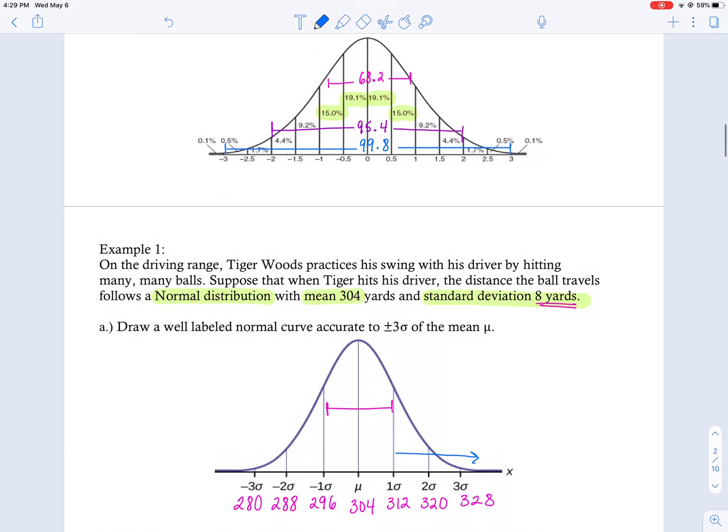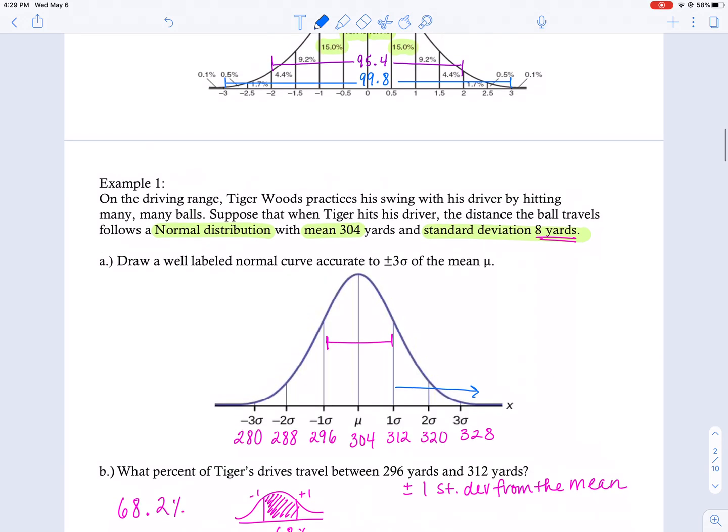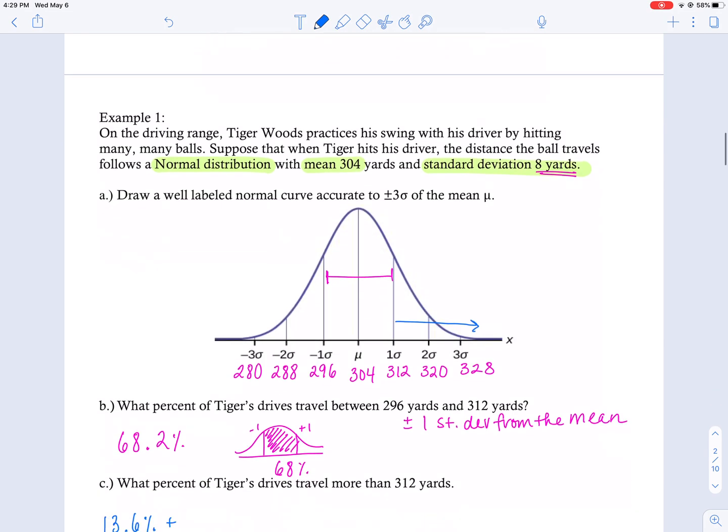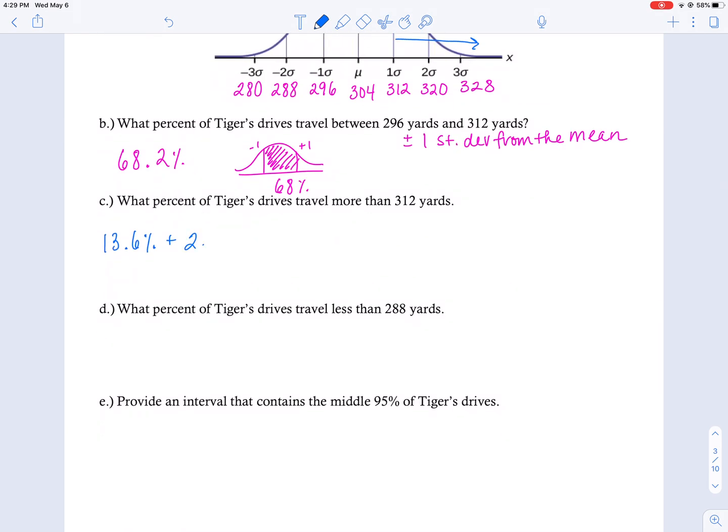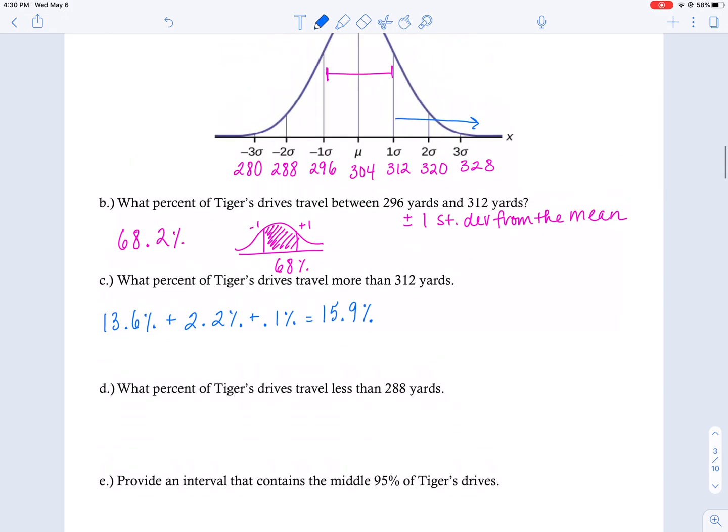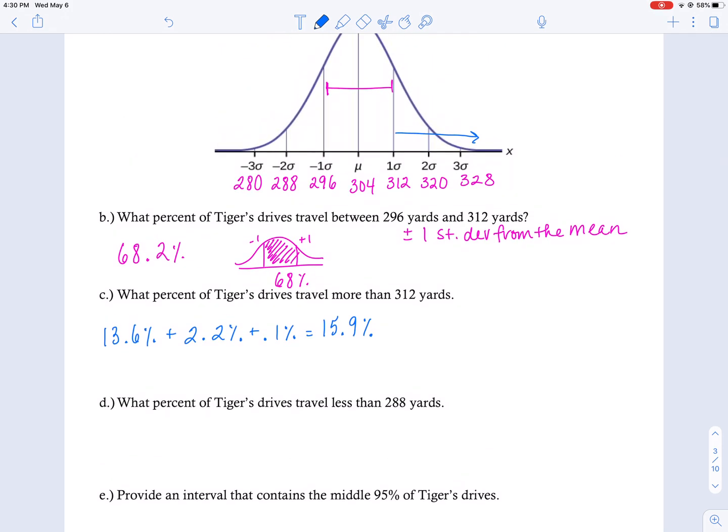Come back here. It's your everything above 1 to 2 is 9.2 and 4.4, which gives you your 13.6. And then if you add above your second standard deviation, which would be 1.7 and 0.5, which would be 2.2%, plus your extra little 0.1%, would give you 15.9%. So one definite way to do it, everything above that first standard deviation.